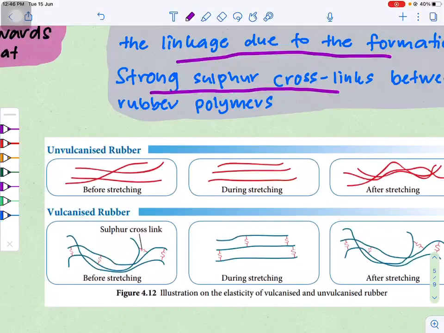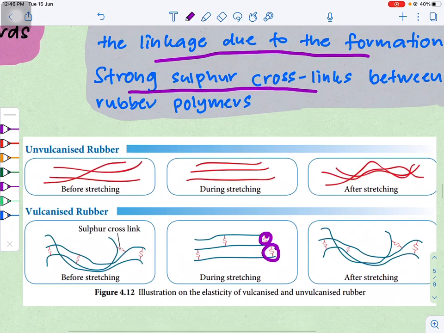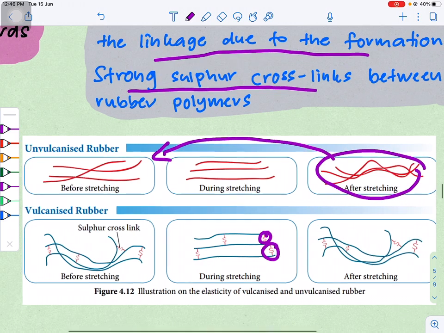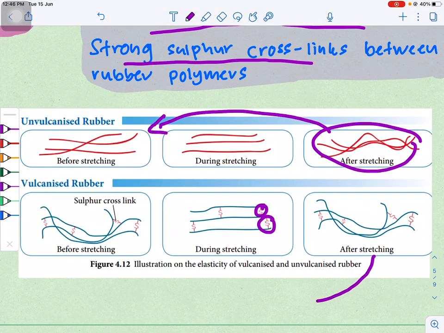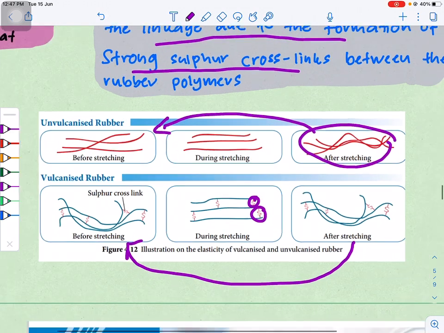This is the structure difference between vulcanized rubber and unvulcanized rubber. So before stretching, nampak tak banyak beza. During stretching, dia akan menegang. Okay, so we have the sulfur in between here. So bila kita release, for overstretching eh, kalau unvulcanized rubber yang overstretch, tarik kuat sangat, bila kita release, dia akan memanjang daripada its original. Okay, but for the vulcanized rubber, even though we overstretch, dia same before and after stretch. So maksudnya dia tak ada beza lah. Kalau tengok gambar pun nampak jelas how it's described.